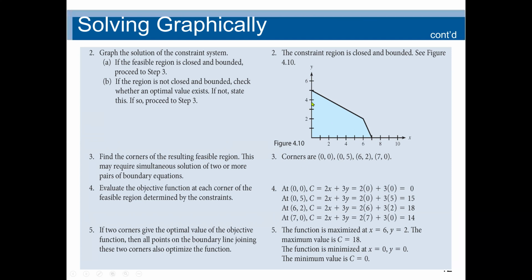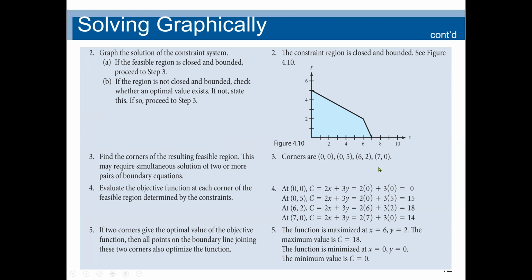Now the next step, we have to find the corners of the resulting feasible region. This may require a simultaneous solution of two or more pairs of boundary equations. For example, here we may have the corners at 0, 0, then 0, 5, then 6, 2, and 7, 0, with the x value first before y. Actually, it's four corners: 0, 0, 0, 5, 6, 2, and 7, 0.